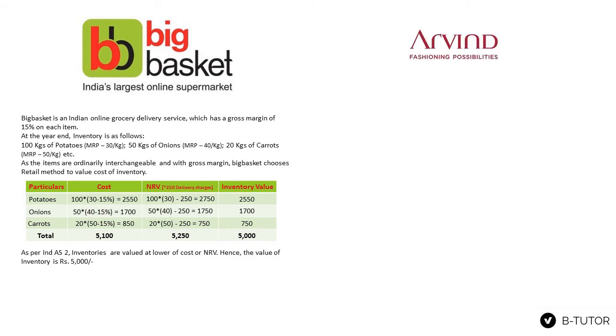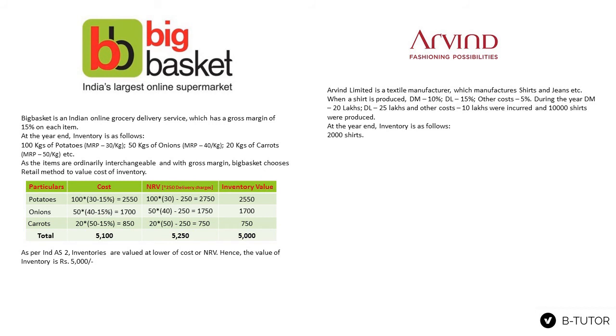Now standard cost example. Arvind Limited is a textile manufacturer which manufactures shirts and jeans. When a shirt is produced, 10% of direct materials, 15% of direct labor, 5% of other costs will be borne by it. During the year, direct materials amounts to 20 lakhs, direct labor amounts to 25 lakhs and other costs 10 lakhs were incurred. 10,000 shirts were produced during the year and at the year end inventory is 2,000 shirts. As the items are ordinarily interchangeable and with levels of materials, labor and other costs, Arvind Limited chooses standard cost method to value cost of inventory.